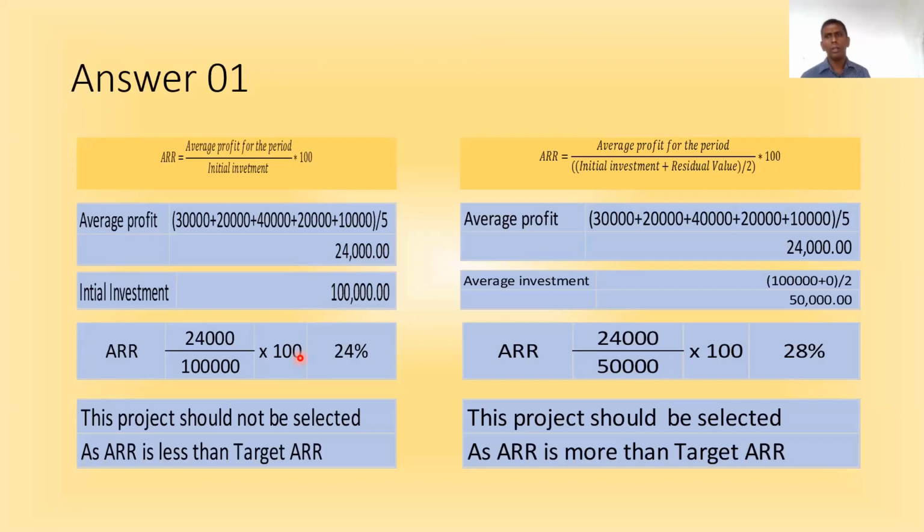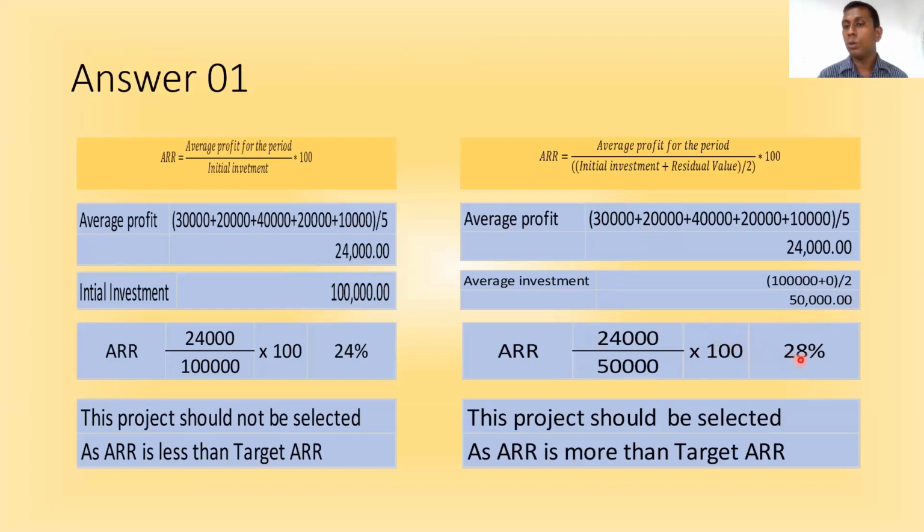But my dear students, when we look at our average investments method, look at it. Average profit can be calculated in the same fashion as here. Then the average investment: 100,000 initial investment, but in this example, information related to the residual value is not given. So 100,000 plus 0 divided by 2 equals 50,000. Here, average investment of 50,000, and 24,000 divided by 50,000 into 100.